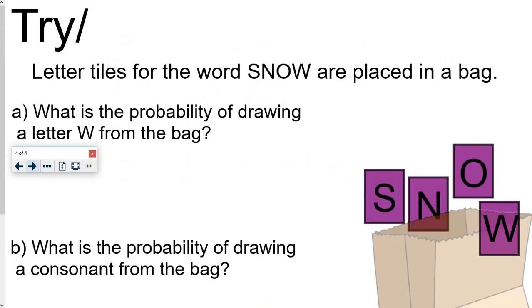For the final one, again, if you want to try this, you can pause it. The letter tiles for the word snow, S-N-O-W, are placed in a bag. What is the probability of drawing the letter W from the bag? We know that's one W out of 4 letters. It's 1 to 4, which is 25%.